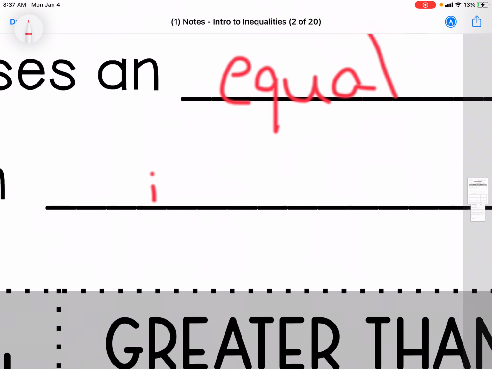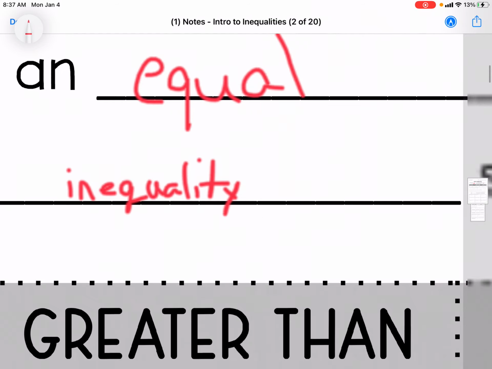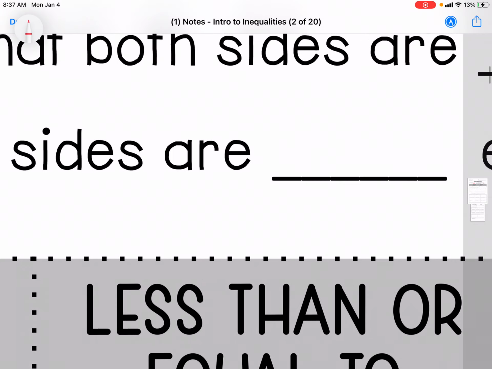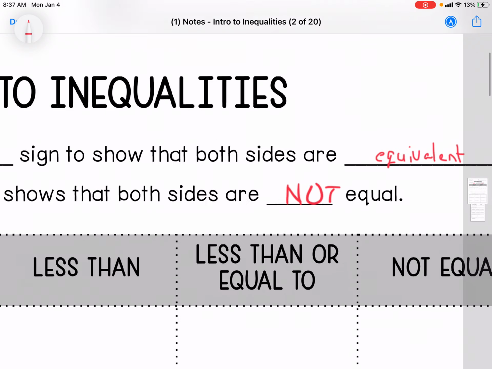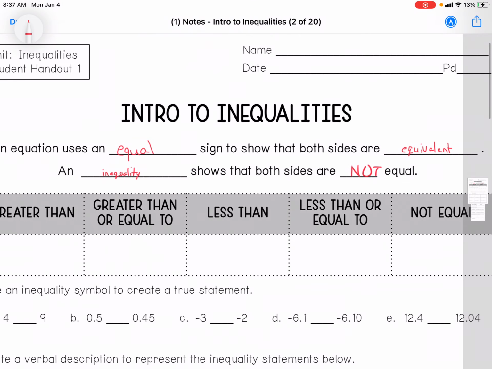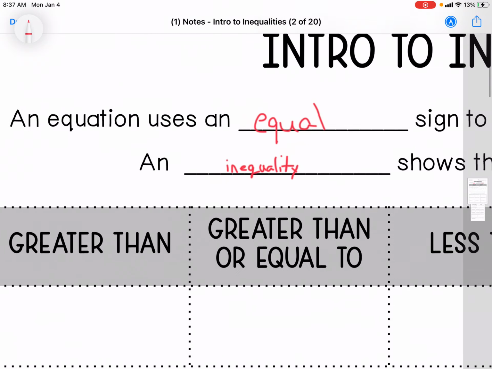So an inequality, which is what we're going to be doing now, shows that both sides are not equal. They possibly could be equal, but you'll see that later.